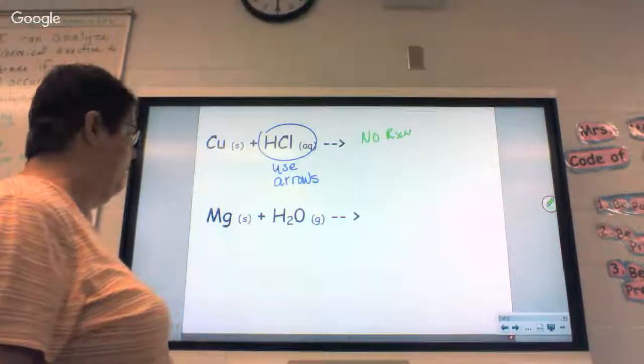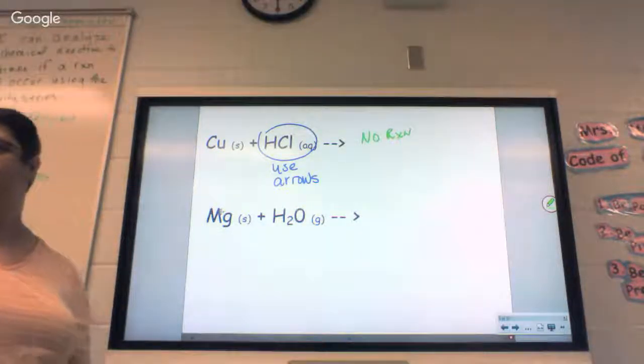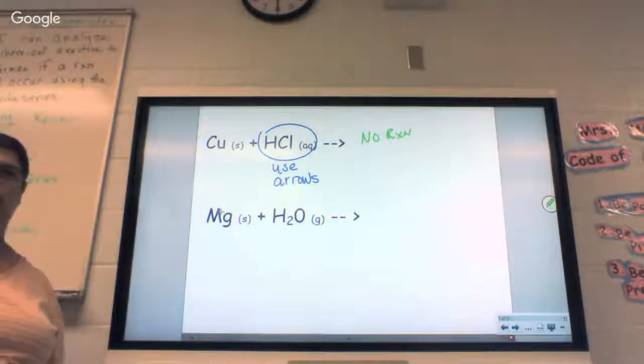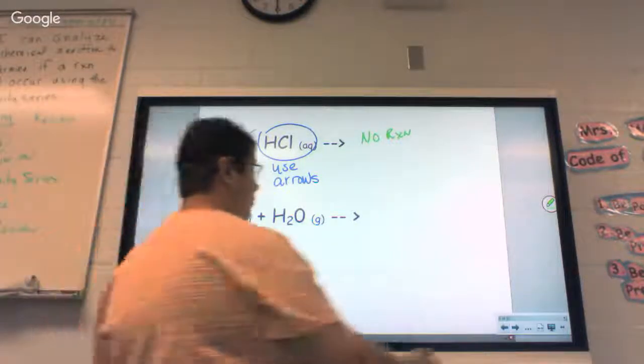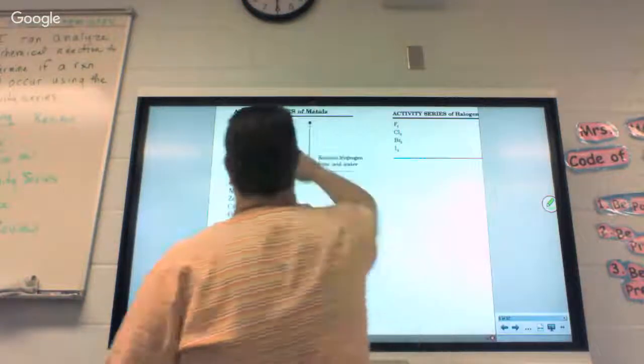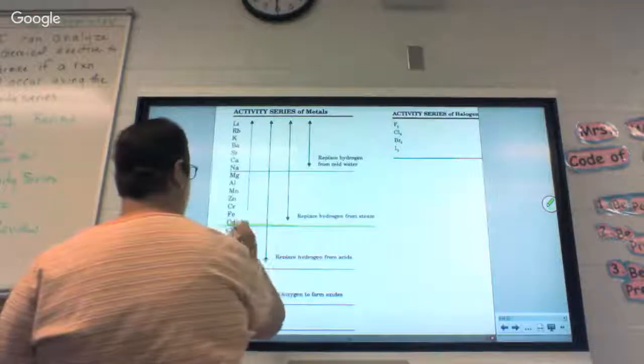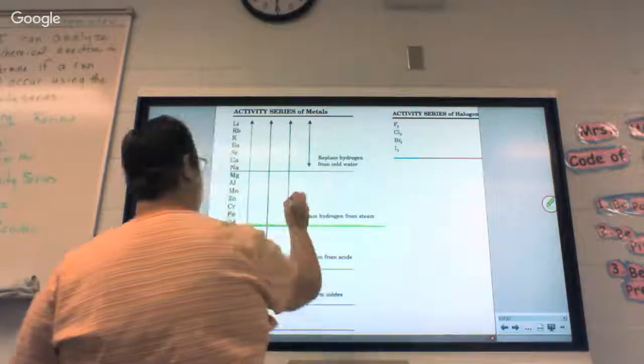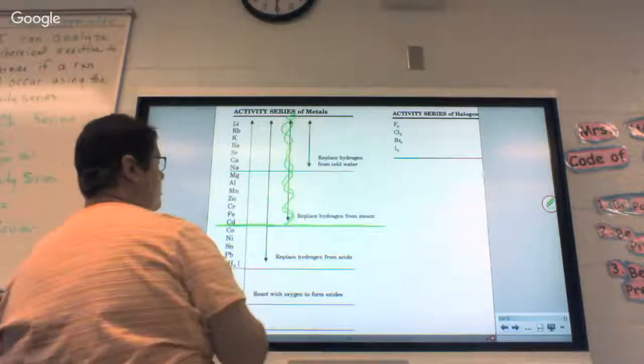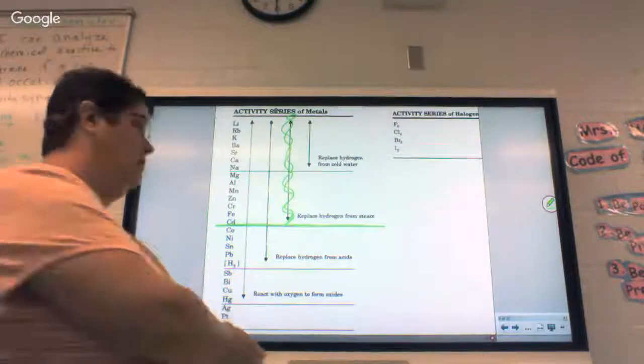So what about Mg plus water? Okay, it has a reaction. So if we produce a gas this time, right, that would be this range. Is Mg in this range? Yes. All right, I heard yes.